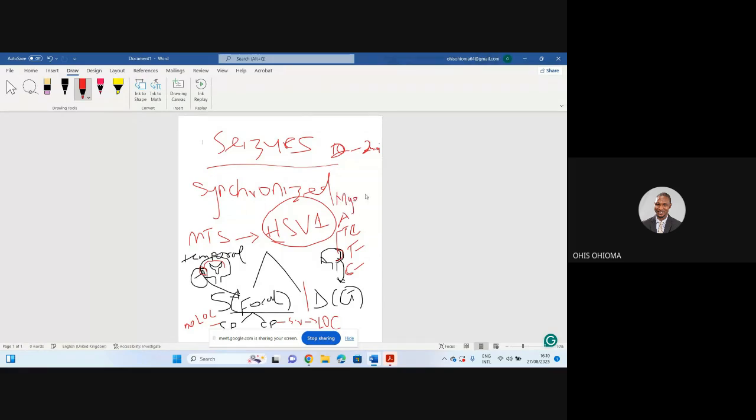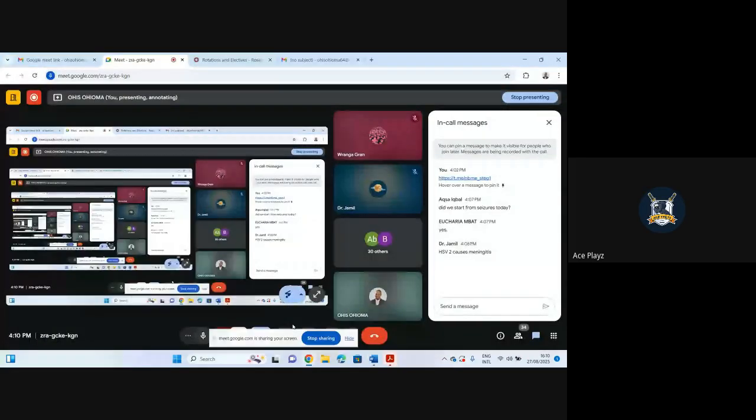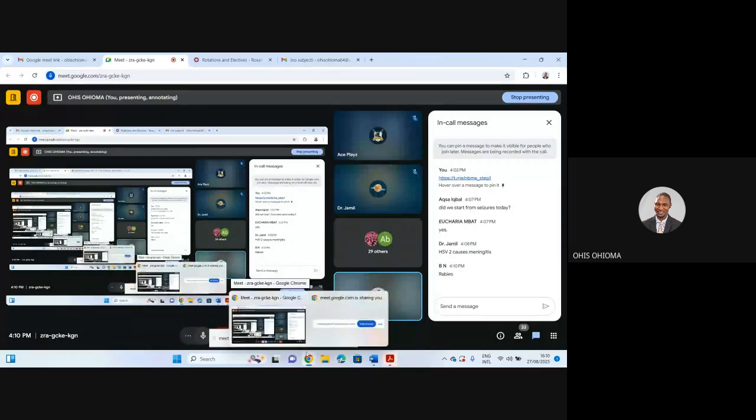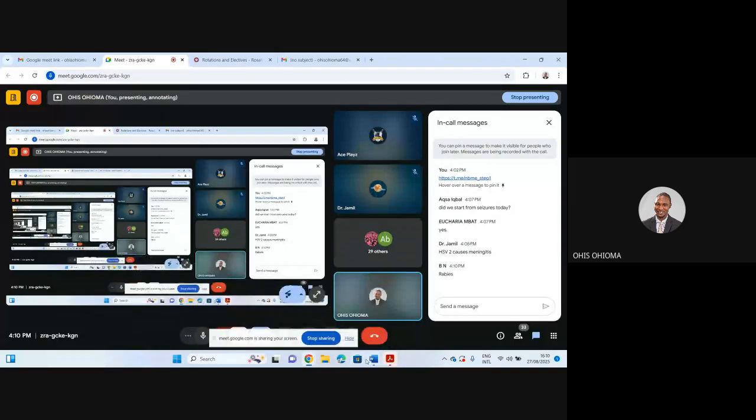Can anyone tell me what condition a patient has when they present with myoclonus, especially status myoclonus? Jacob, yes, because Creutzfeldt-Jakob syndrome can also cause that. Okay, I'll look at the Jacob box later.